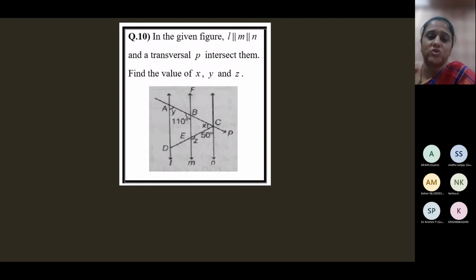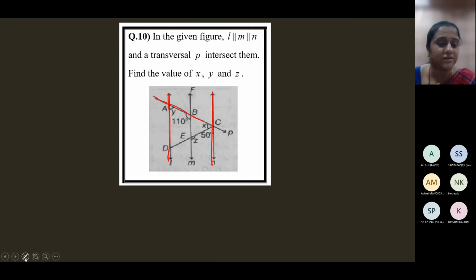So children, take only two parallel lines at a time. Here there are three lines parallel to one another. Don't take all the three lines. Take any two parallel lines and one transversal. So see, this line is parallel to this line, and this one is a transversal.